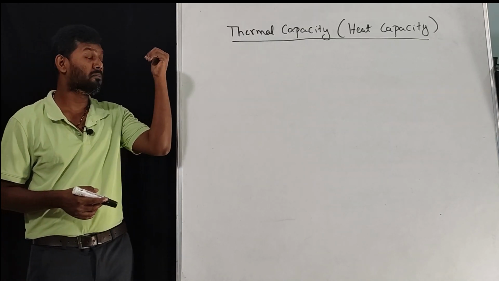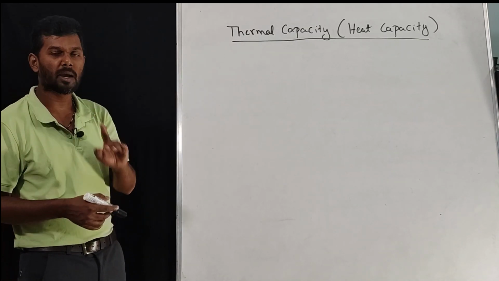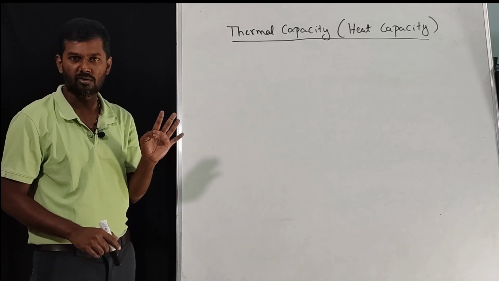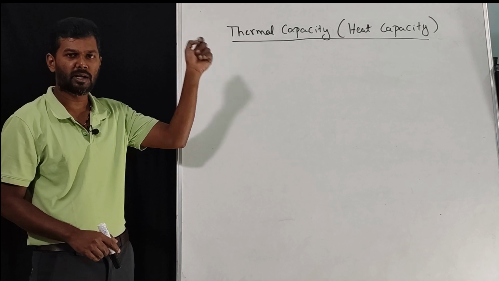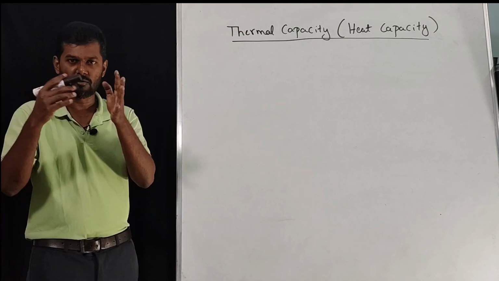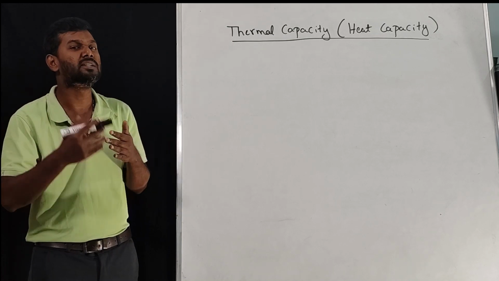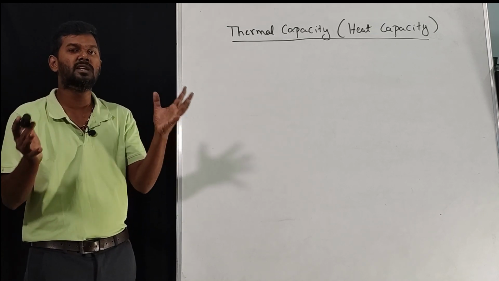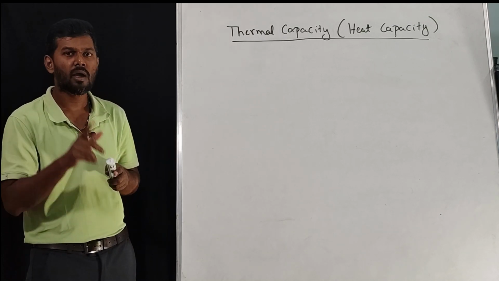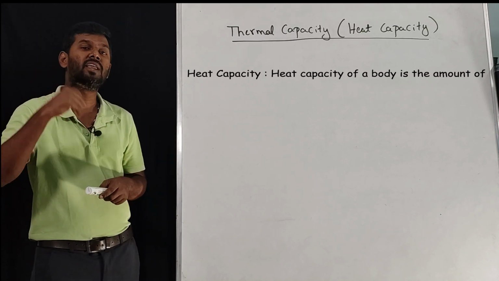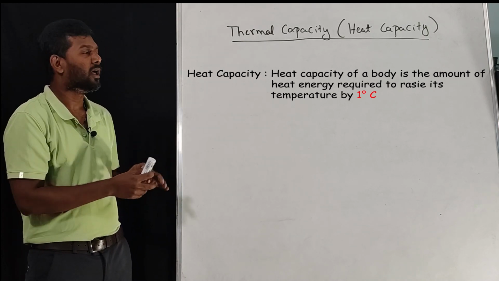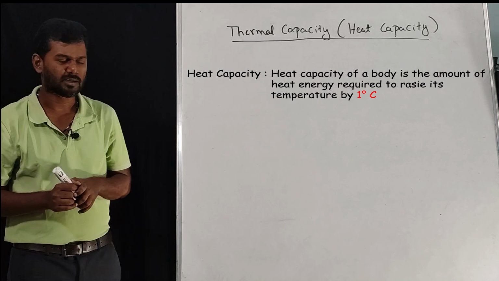Now we will jump into the main concept, that is nothing but thermal capacity. It has one more name, heat capacity. It is famous as heat capacity only. Most of the time we will use heat capacity only. Now how can we define it? Heat capacity of a body is the amount of heat energy required to raise the temperature of a body by 1 degree Celsius. To increase the temperature by 1 degree Celsius, how much heat energy is required? That is nothing but heat capacity.